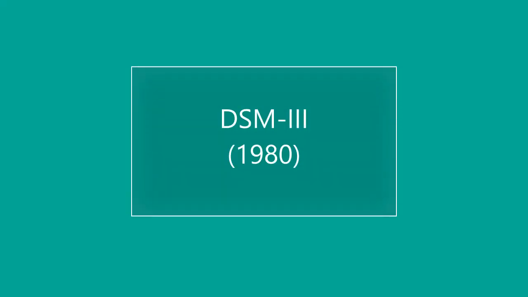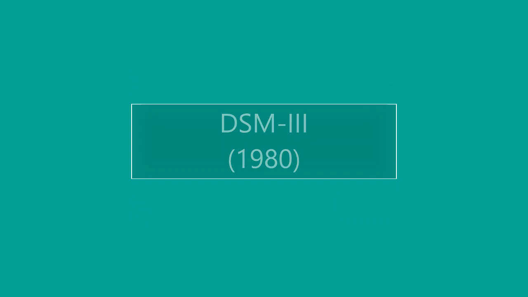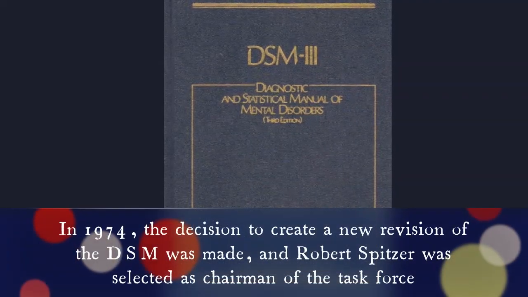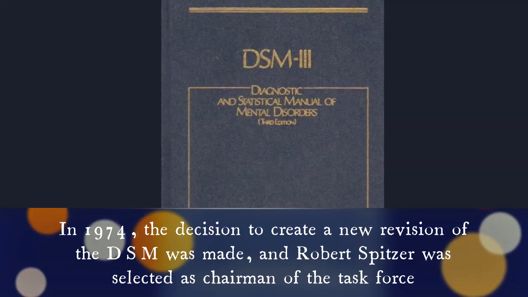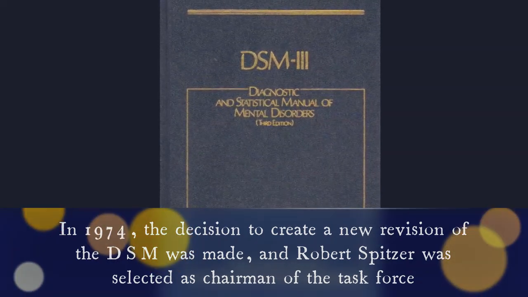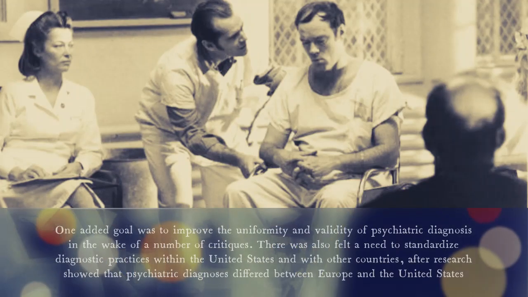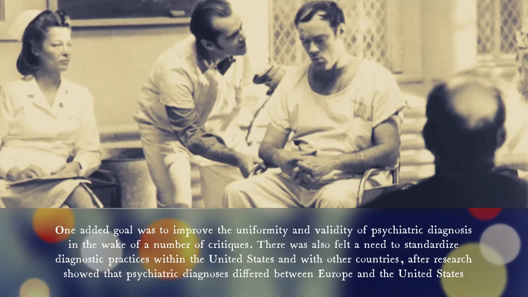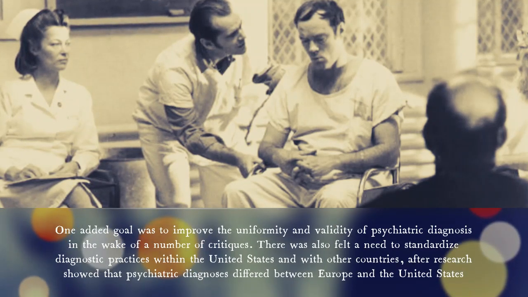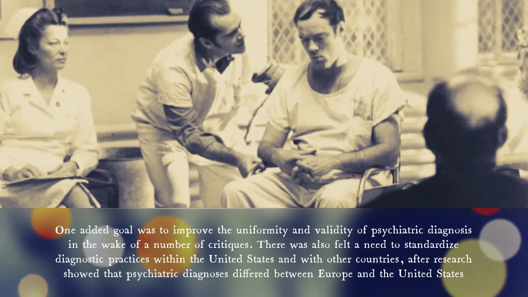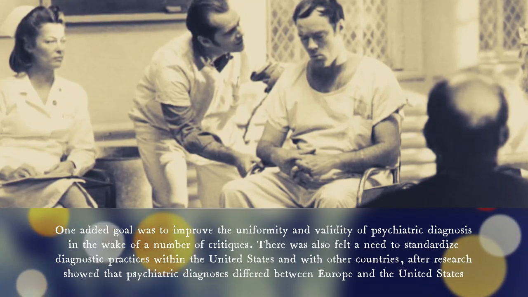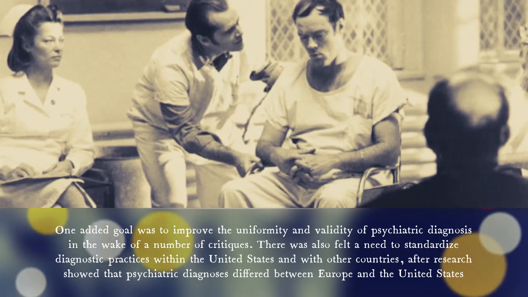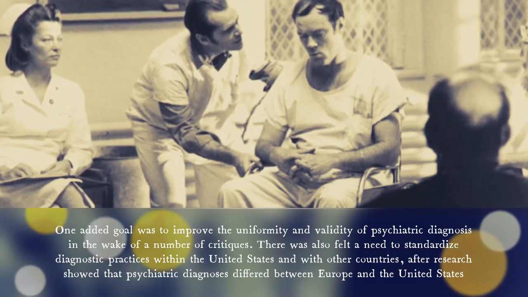The DSM-III. In 1974, the decision to create a new revision of the DSM was made, and Robert Spitzer was selected as the chairman of the task force. One added goal was to improve the uniformity and validity of the psychiatric diagnosis in the wake of a number of critiques. There was also felt a need to standardize diagnostic practices within the United States and with other countries after research showed that psychiatric diagnosis differed between Europe and the United States.